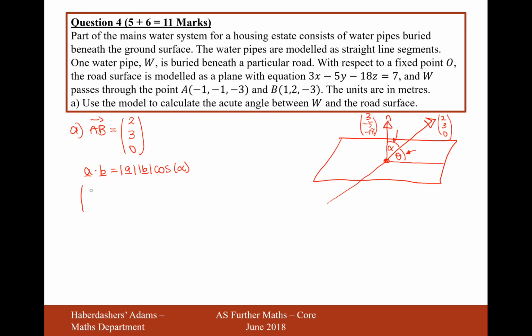So a is going to be 3, minus 5, minus 18. b is going to be 2, 3, 0. Then it's going to be the modulus of a, so the square root of 3 squared plus 5 squared plus 18 squared. I dropped the negatives here because we're going to square it anyway, so it's not needed, times the modulus of b, 2 squared plus 3 squared plus 0 squared, but I don't need to write it, times cos of alpha.